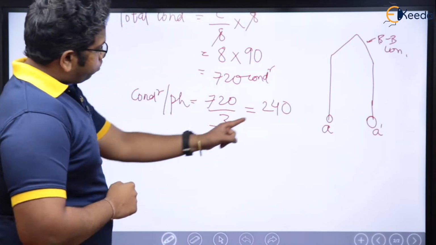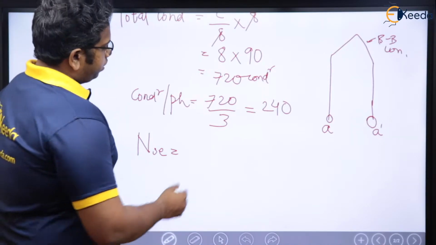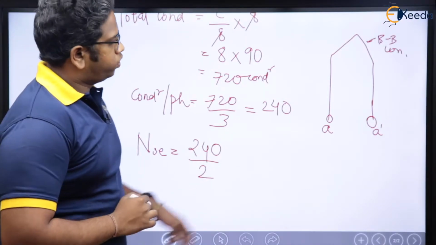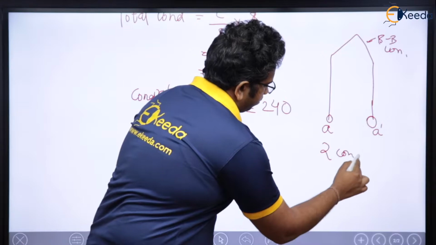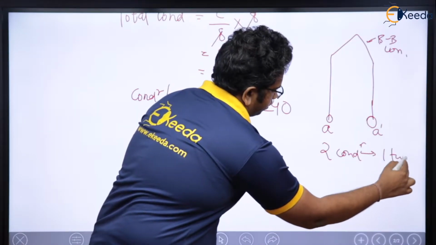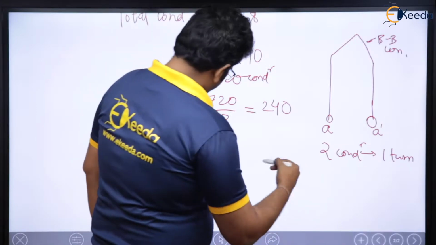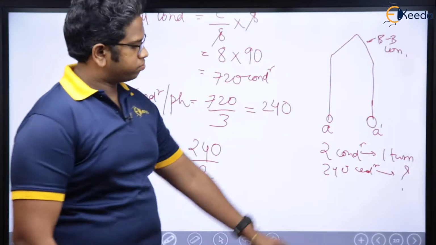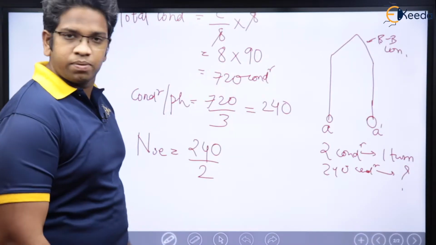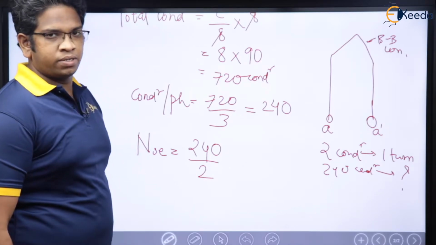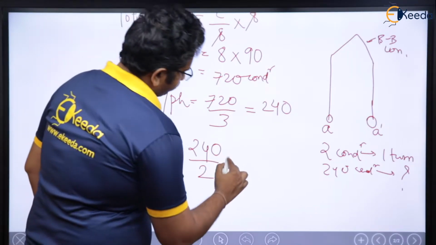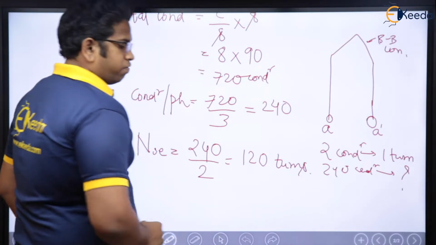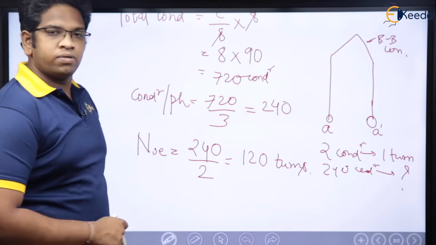So if you have 240 conductors per phase, there will be 240 by 2 turns. If two conductors make one turn, then 240 conductors will make how many turns? That is the question. Just cross multiplied, you get the same thing, right? So this is NSE, which is the number of series turns. 240 by 2 is going to be 120. This is 120 turns. So now we have also got the value of the number of turns.